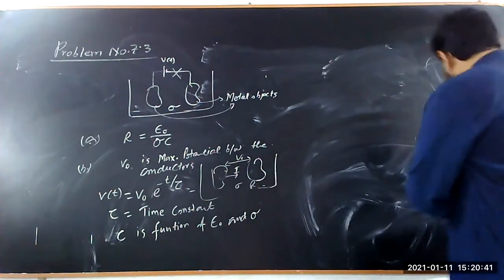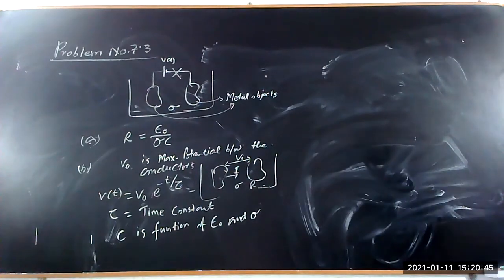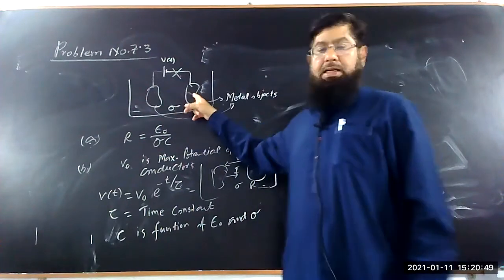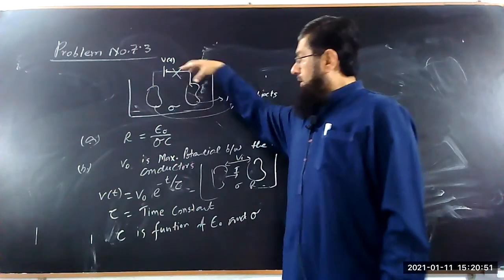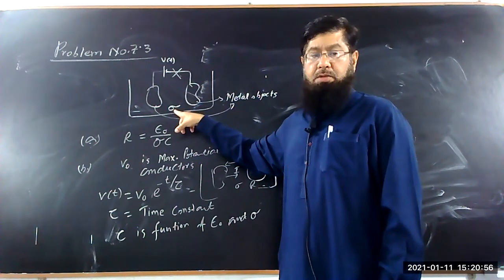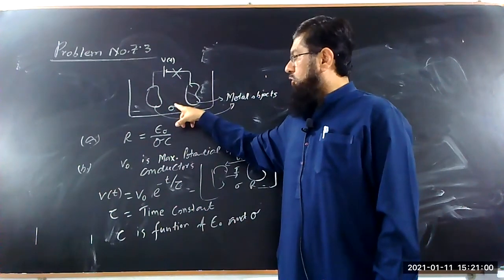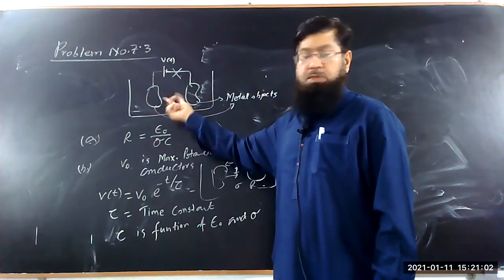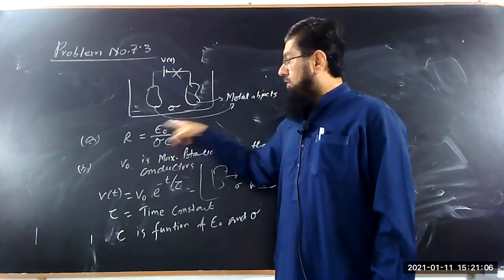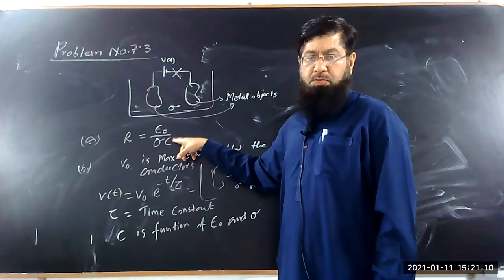So these are the two problems which we have to discuss. I am repeating it again. Here these are the two metal conductors which are immersed in a medium whose conductivity is sigma. Clear? Now we have to show that the resistance between them is related by the relation R equals epsilon naught over sigma times C, which we have to prove.